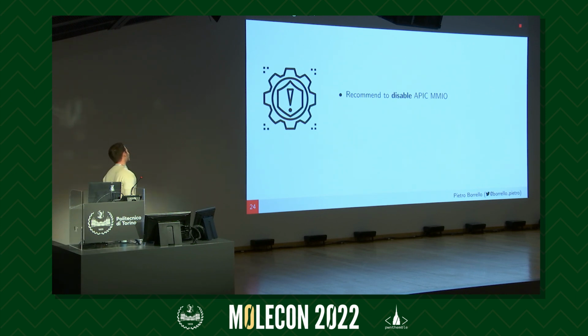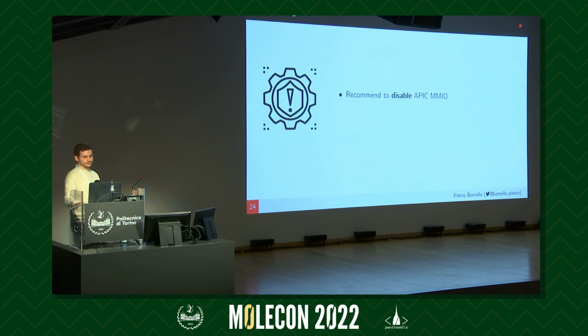So what can we do with that? If I had to think about it, my recommendation would be, OK, let's just disable the APIC MMIO region. This is a region that is not needed. This is the default APIC controlling region, but there are faster and more efficient ways to control an APIC. So if we can just disable it, then we're done. We don't have that region leaking data anymore.